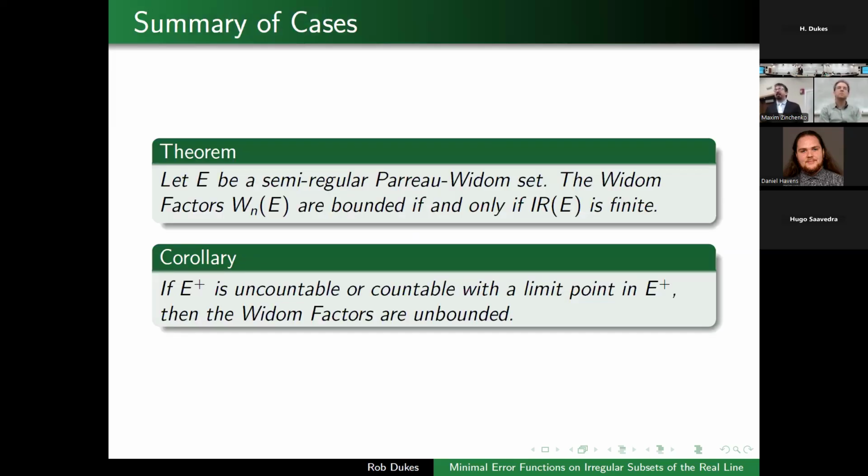Now let's summarize a few things here. For a semi-regular Parreau-Widom set, the Widom factor is bounded if and only if IRE is finite. Saying it's a Parreau-Widom set just means that the PWE is finite. So this is basically saying if both of those things forming the upper bound are finite, then we're bounded. Likewise, if the lower bound were infinite, then the Widom factor would be infinite. So it's a two-way thing when we do it that way. And as a corollary, if E plus is uncountable or has a limit point in E plus, then the Widom factors are unbounded.